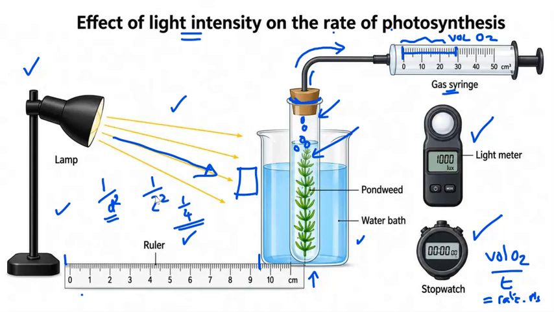So the way to get around this problem is to take your light meter and place it here, and then change the distance of the lamp and use the reading on the light meter, which of course would be in the units of lux, as your independent variable.